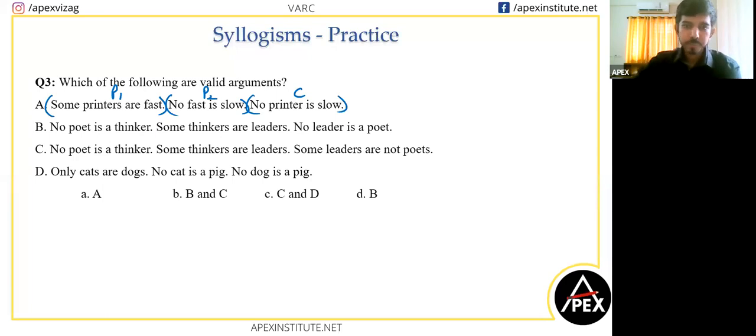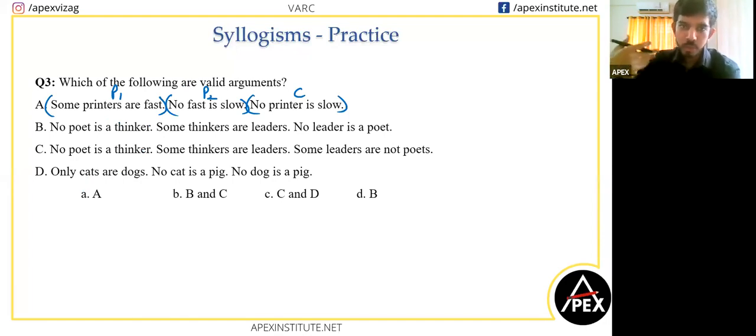Right. So shall we solve? Anyone who's still solving, you can continue solving. Let's solve together. So each of these statements is an argument. Okay. So those who are doing it mentally, very good. You guys can proceed mentally.